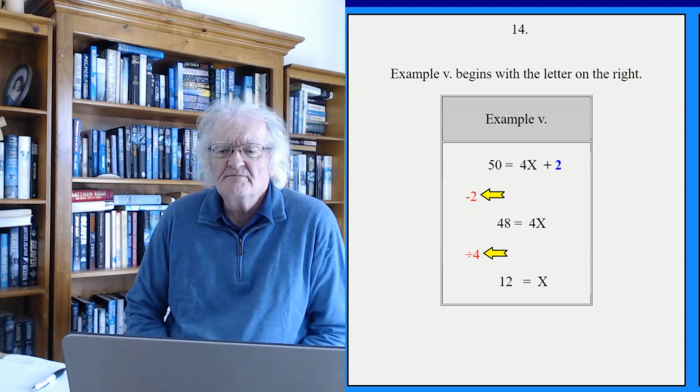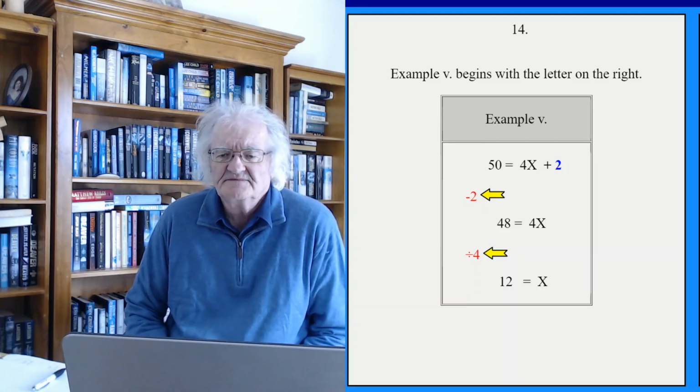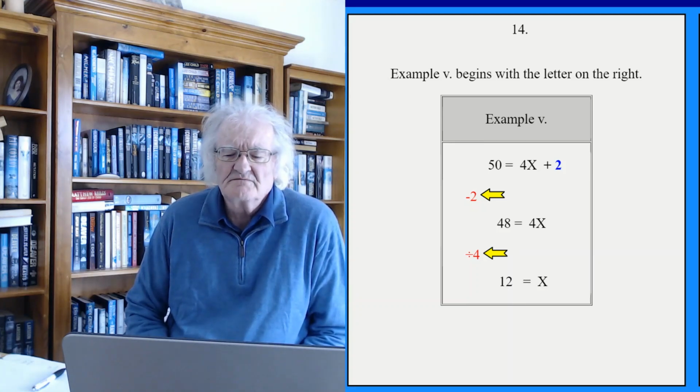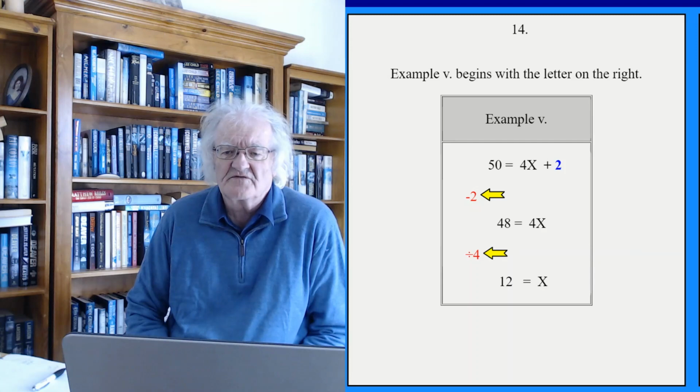Example 5 begins with the letter on the right-hand side. 50 equals 4x plus 2. Shifting the 2 means the addition becomes subtraction, resulting in 48 equals 4x.